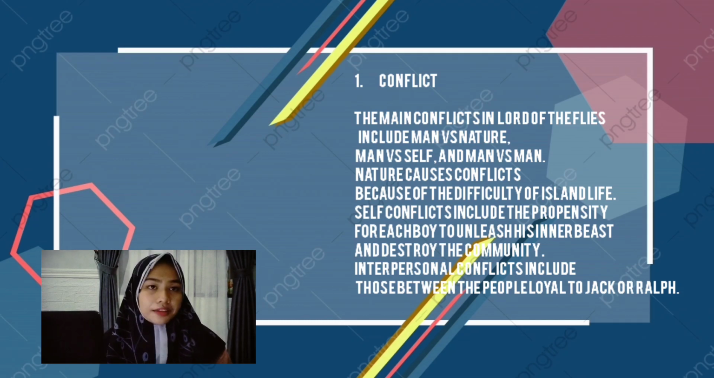The last one is conflict. The main conflicts in Lord of the Flies include man versus nature, man versus self, and man versus man. Nature causes conflicts because of the difficulty of island life. Self-conflict includes the propensity of each boy to unleash his inner beast and destroy the community. Interpersonal conflicts include those between the people loyal to Jack or Ralph.